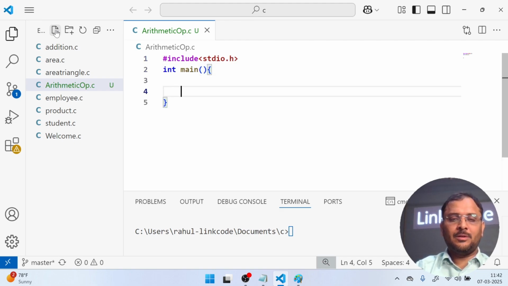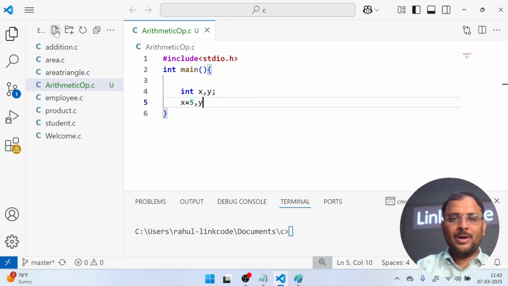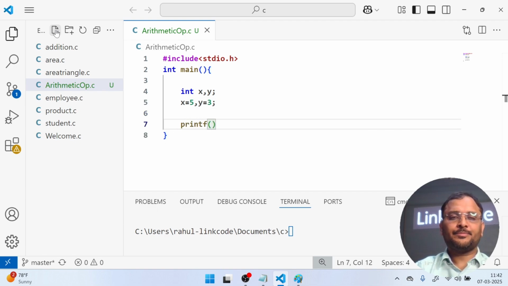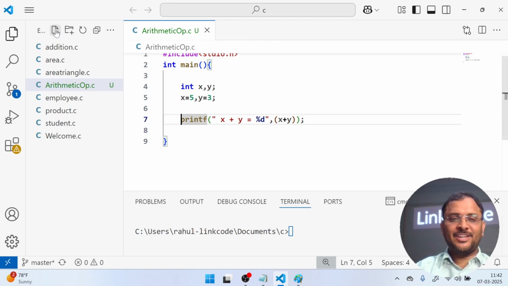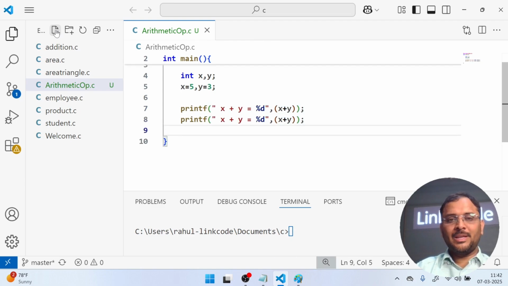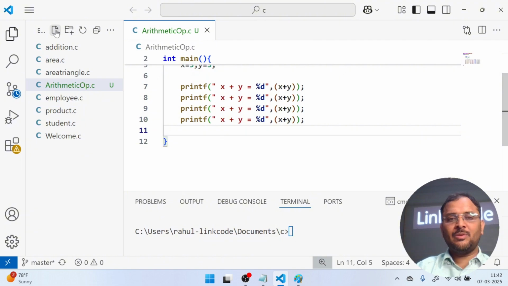Here are the integers x and y. x is equal to 5, y is equal to 3. Now print here, printf x plus y is equal to %d. So %d is for integer. Here we need to use x plus y like this. Then next is x minus y, x multiplication y, x division y, x mod y.